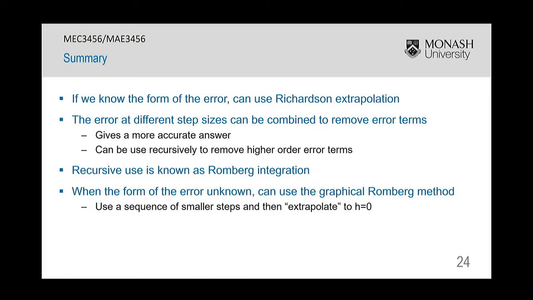So, to summarize, if we know the form of the error, we can always use Richardson extrapolation. The way in which we do that is to combine the errors at different step sizes to remove error terms, which gives us a more accurate answer, and we can use this technique recursively to remove higher order error terms. The recursive way of doing things is known as Romberg integration. If, however, the form of the error is unknown, we can use the graphical Romberg method, which uses a sequence of smaller and smaller steps, and then we extrapolate from those to h equal to 0.